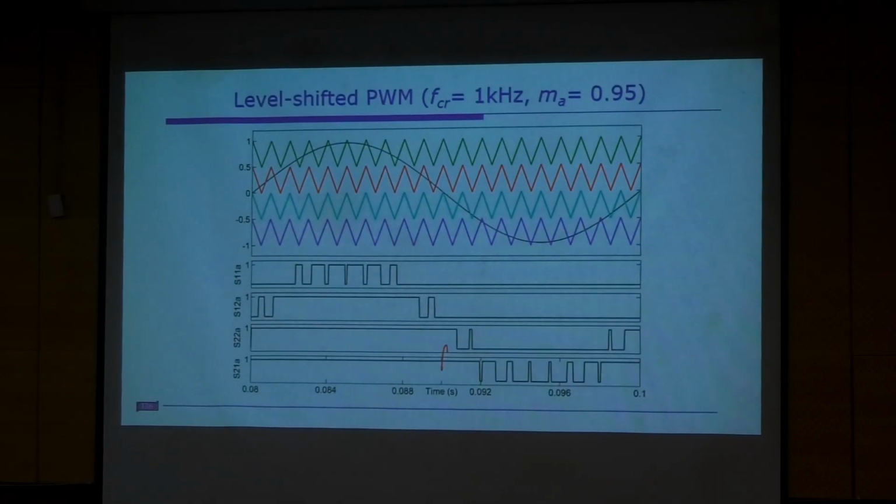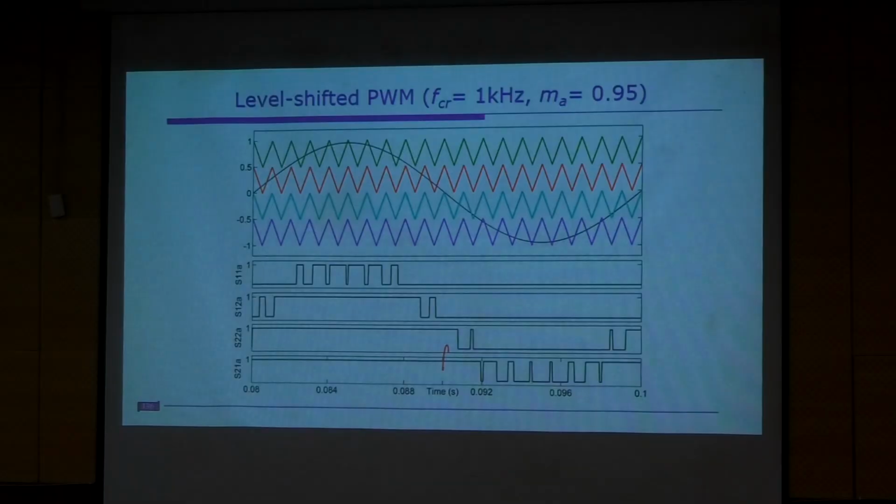So the second one is changing from 0.5 to 0, the third one is changing from 0 to -0.5, and the last one is changing from -0.5 to -1. Understood? So here also everything is the same.